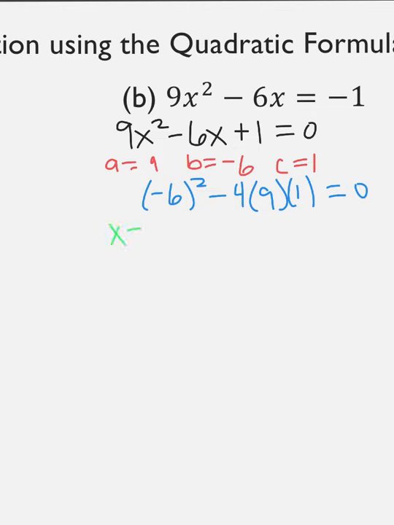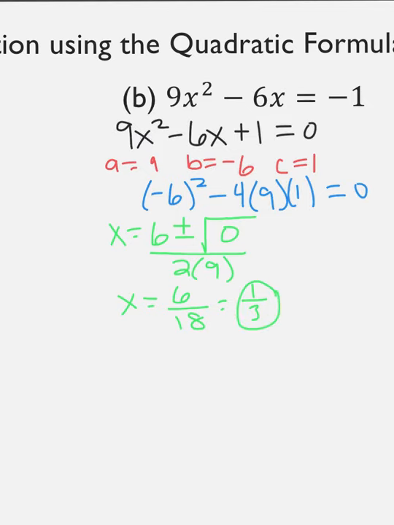Next thing is to plug into the quadratic formula. X equals negative b, which in this case would be positive 6 plus or minus the square root of b squared minus 4ac, which we did in the previous step. The discriminant was 0, divided by 2 times a, 2 times 9. So we know the square root of 0 is just 0, so we'll have x equals 6 over 18, which reduces to 1/3. The end.